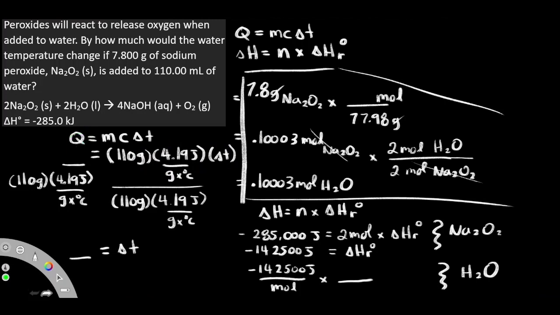But Q, what is it? Well, where is Q in this thermochem equation? We see a negative 285 kilojoules. However, this is negative 285 kilojoules for 2 moles of Na2O2. So if I just divide all of these by 2, I can get a different molar enthalpy value. I've done that over here. So I have, as you can see here, negative 142,500 joules per mole of the Na2O2.